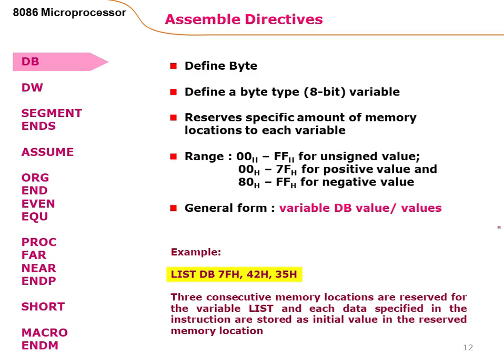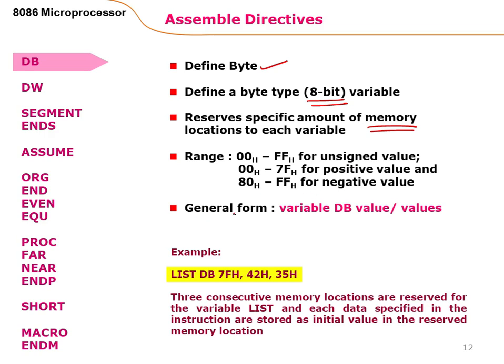Now we'll discuss the assembler directives one by one. DB. This DB assembler directive is used to define a byte, that is an 8-bit variable. So the given variable will have the size of 8 bits, and it reserves the specific amount of memory location to each variable. It ranges from 00 to FF because it is an 8-bit value. For unsigned value, 00 to 7F for positive value, and 80 to FF for negative value. So we can use this for denoting an unsigned byte or a signed byte, that is positive or negative.